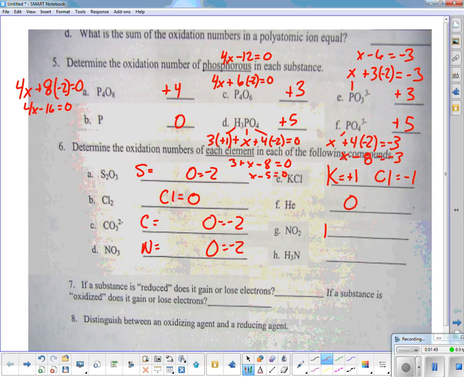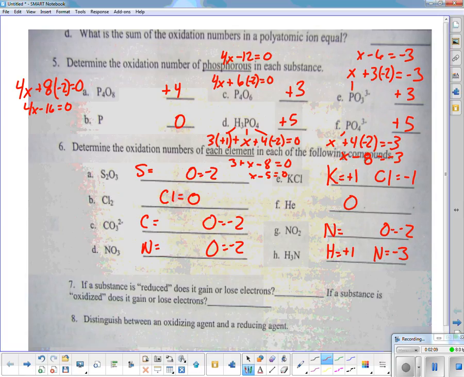Okay, nitrogen, I don't know here. Oxygen, I do know, is a -2. Hydrogen, +1. So can I find out what nitrogen is real quickly? What is it? -3, because I needed 3 positives to go with it. Okay, so I've done a lot of them. Let's go back to the first one.